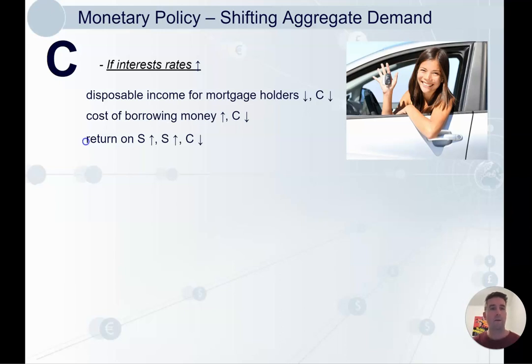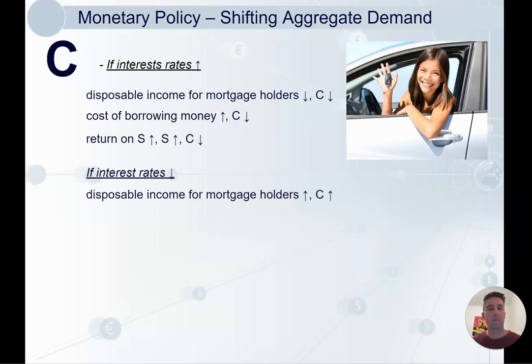Okay, and of course if interest rates go down, it's the reverse. So we'll just quickly gloss over this. They have more disposable income, they can spend more, right? Mortgage holders have more income, they can spend more. The cost of borrowing money more so. If that goes down, people will borrow more, spend more on consumption, therefore it goes up. Return on savings goes down, we'll save less, we'll spend more.